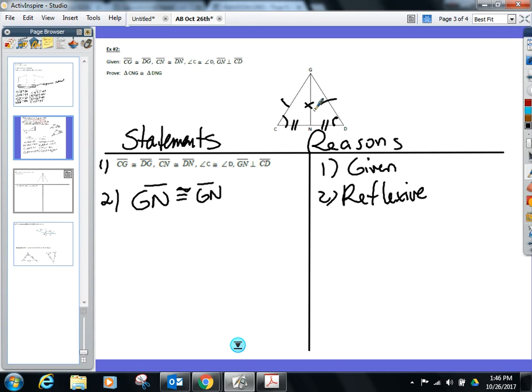I gave you one pair of angles. You guys are on the hook for the other two now. Where are the other two pair of angles going to come from here?